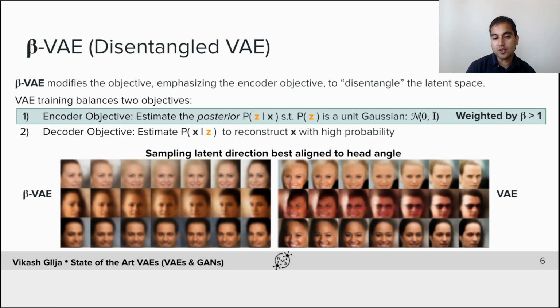Now, neither model is perfect, so you can see in the first row of the beta VAE that the hair color is changing quite a bit between the angles, but the faces, I'd argue, are much more consistent than the faces that we're seeing in the regular VAE. And this improvement is simply due to the upweighting of the encoder objective.